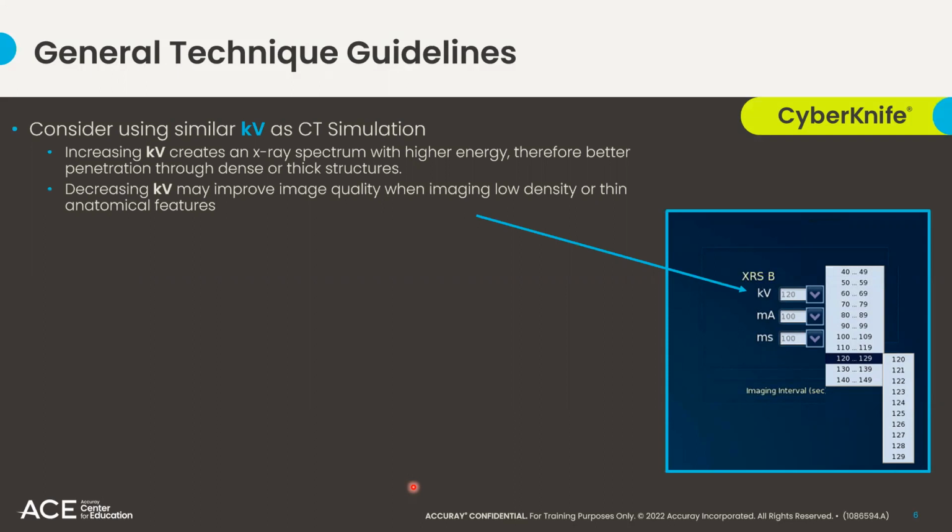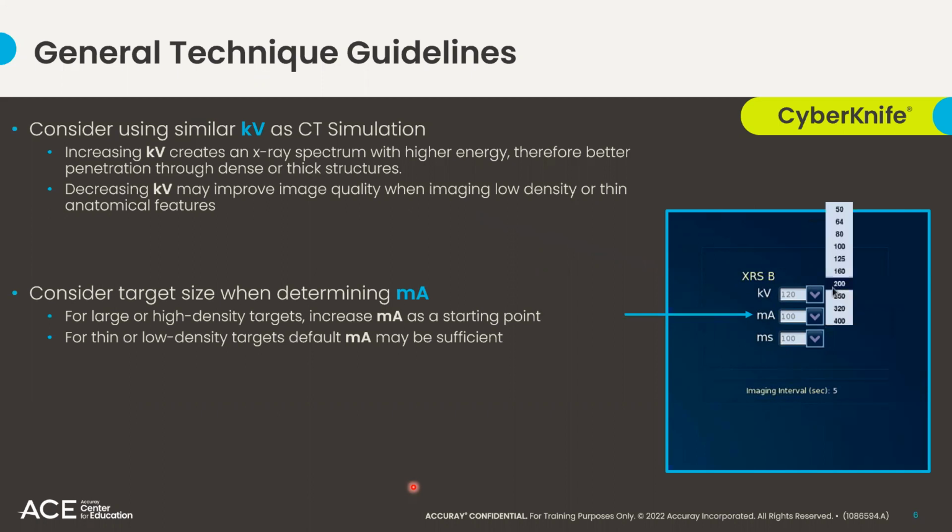Increasing KV often will decrease the contrast in your image. So if you have a low density anatomy like the head and neck, it may benefit to leave KV at default or even lower it in some cases. Consider what was used in the CT scan. In most cases, KV between 120 and 130 is sufficient.